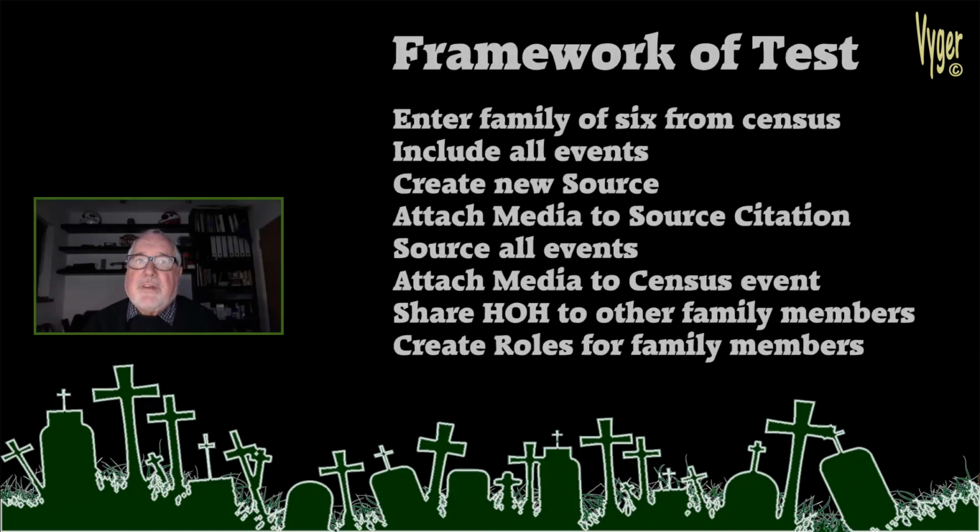So the framework of this video is to enter a family of 6 from a census, include all of the events, create a new source, attach media to the source citation, source all of the events, attach media to the census event, share the head of household to the other family members, and create the roles for those family members. This is not a speed test. I'll likely speed up the final production to stop people getting bored, but I'll also provide a link in the description to the real-time test for those who want to examine in more detail.